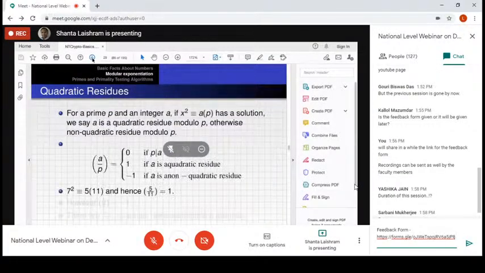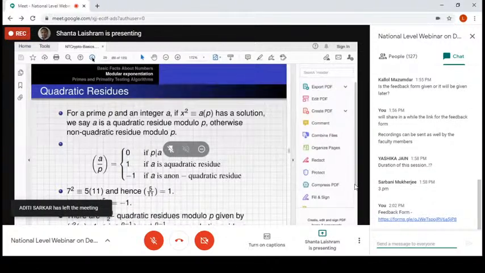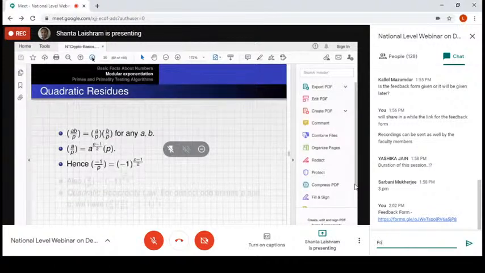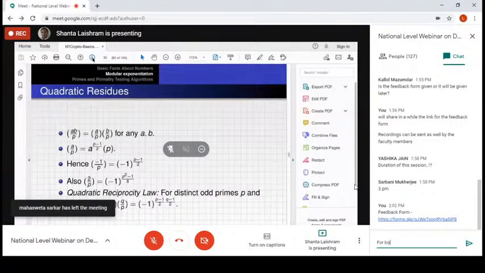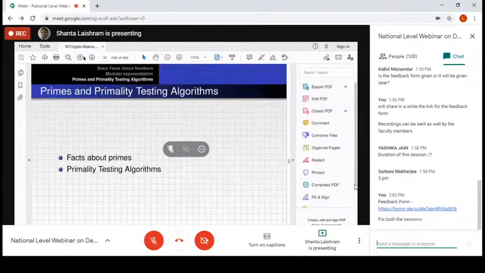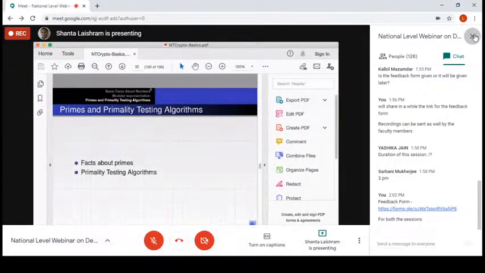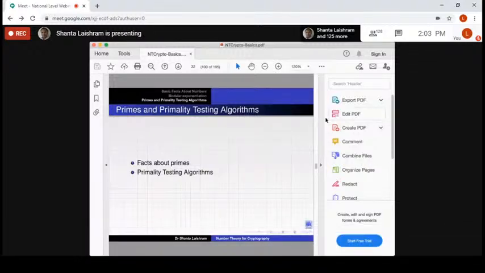Of course, Abhishek Adhikari talked about quadratic residues, so I'll skip this part. Quadratic residues and reciprocity laws tell you how to find whether a number is a square modulo m or not. So I'll go a little bit faster here. Now I would like to take a short break. Not a break, but I just want to ask if you have any questions so far. Because now I'm going to talk about primality testing algorithms. I'll talk about facts about primes and about the algorithms.